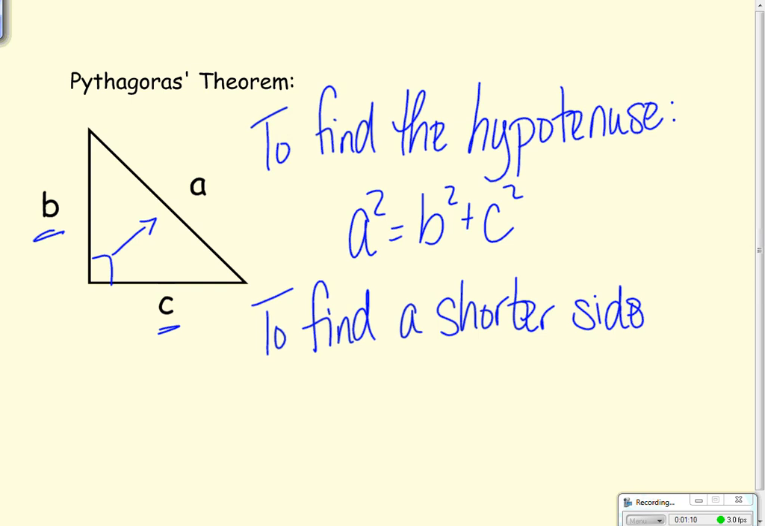you would use a different form. Well, it's the same formula, just rearranged. And it goes a squared minus b squared equals c squared. And again, a squared will represent your hypotenuse. Okay. Now let's try this.